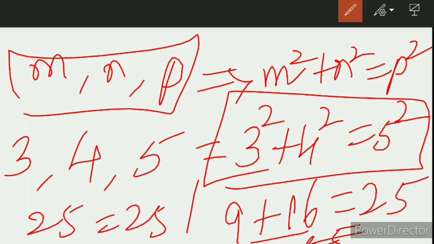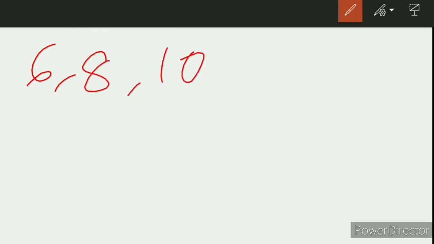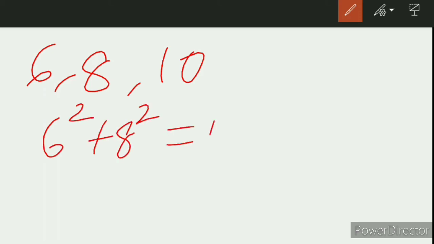One more example. m, n, p, I am taking 6, 8, 10. These three are a Pythagorean triplet. How? See, 6 square plus 8 square equal to 10 square. 6 square how much? 36.